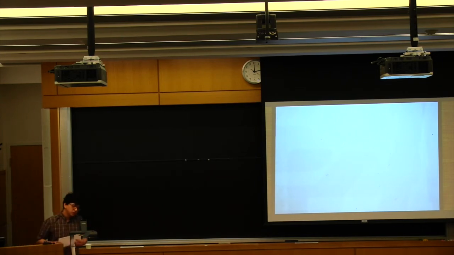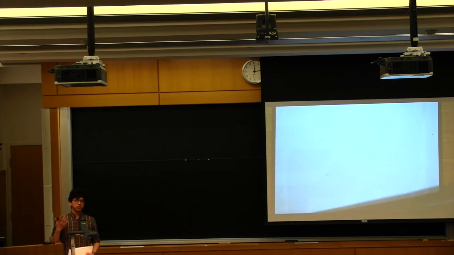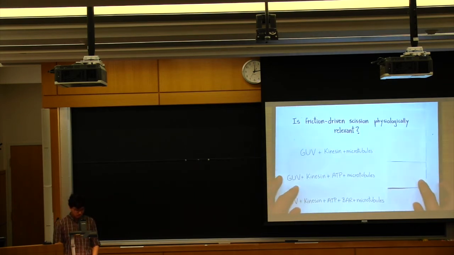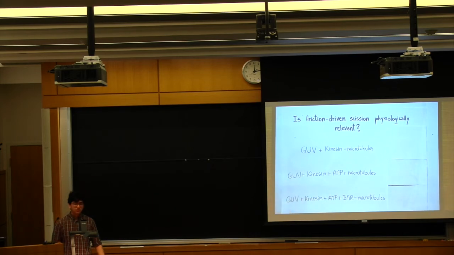So now that I've basically shown you that friction seems to be behind this BAR scaffold scission mechanism, the next big question is whether these observations are even relevant in vivo. So the authors of the paper asked whether this friction-driven scission is physiologically relevant. In order for this friction-driven scission to be physiologically relevant, you need to have some sort of source of pulling force inside the cell.